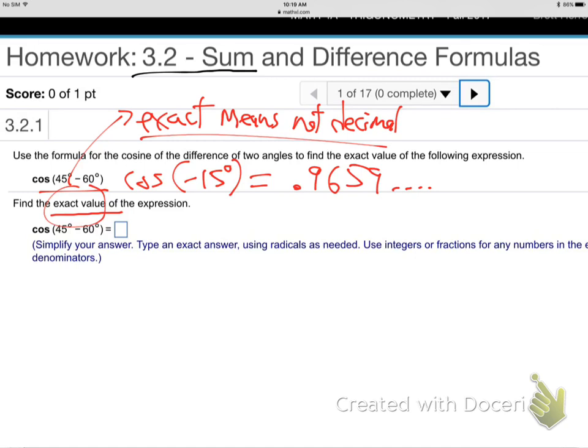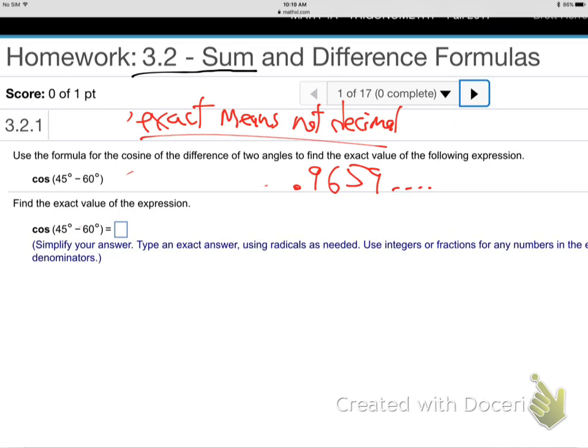So when they say they want an exact answer, they're saying, I don't want the decimal answer. I want you to give me the root. Yeah, use radicals as needed. They want the root answer that Chinu was giving. Well, how do we get that? How do we go about this? This part will also be on the non-calculator part of the exam, because we can get this answer without using our calculator. How do we get an exact root answer without using our calculator?